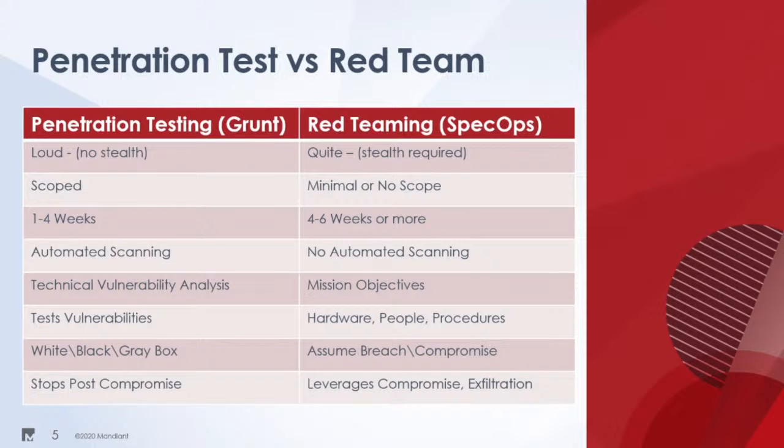Versus a penetration test, you might have some exfiltration done as part of the penetration test, but normally that's done on a red team. And the other side of this is that you are testing those vulnerabilities specifically to that scope. Versus red teaming, without a scope, you can really go after the hardware. You can go after the people. You can exploit the procedures that are in place.